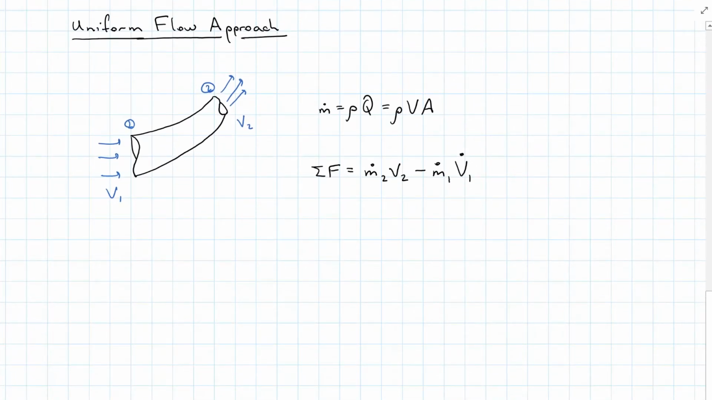With this uniform flow approach, if we're assuming an incompressible liquid, that means rho is constant. That's going to be the same for M1 and M2. So the sum of our forces will be the mass flow rate, rho Q, which is constant between 1 and 2. So the only thing that's going to change are those two velocities, V2 and V1.